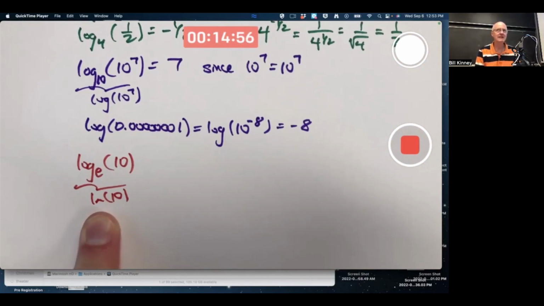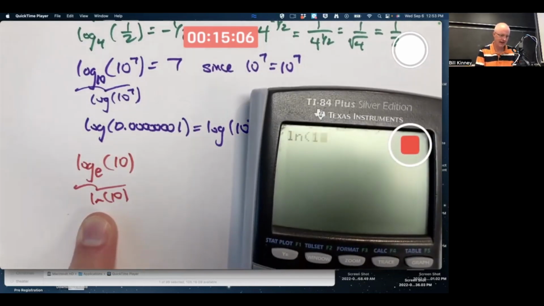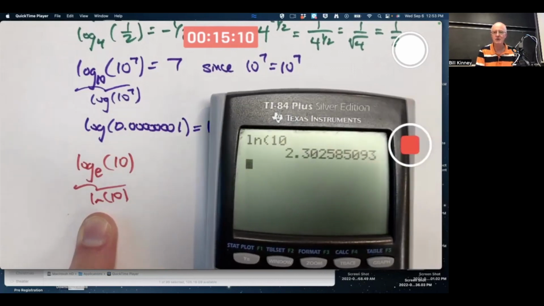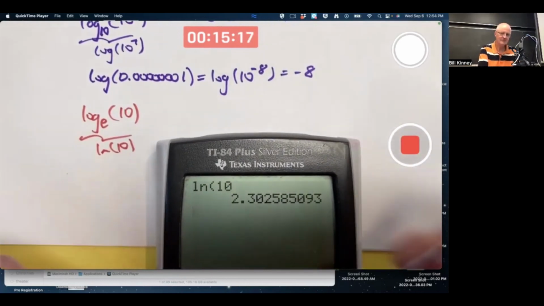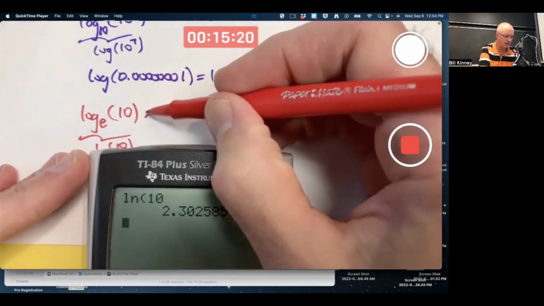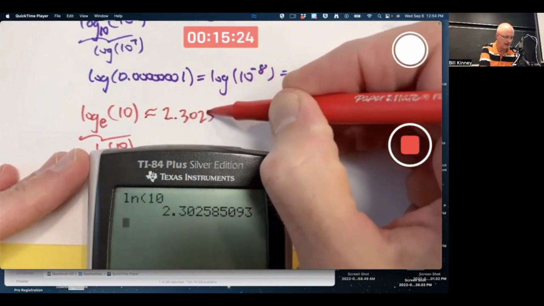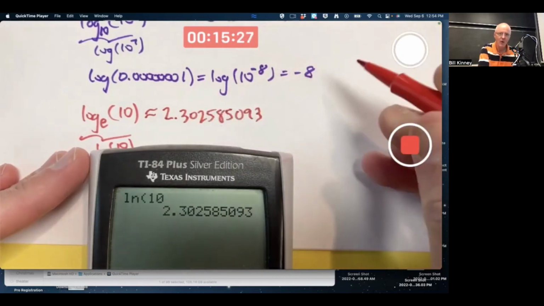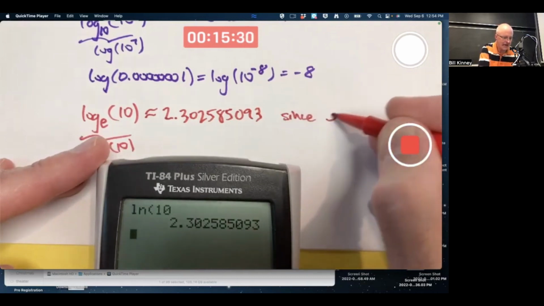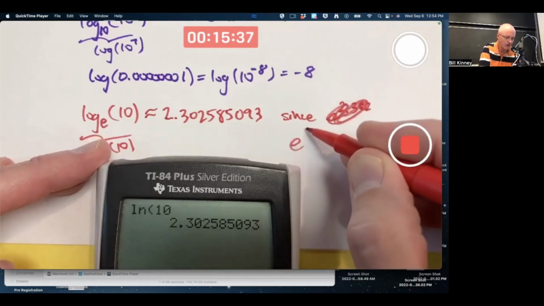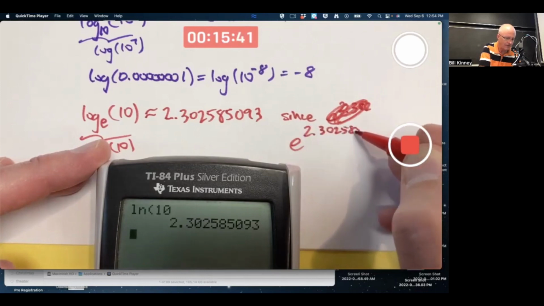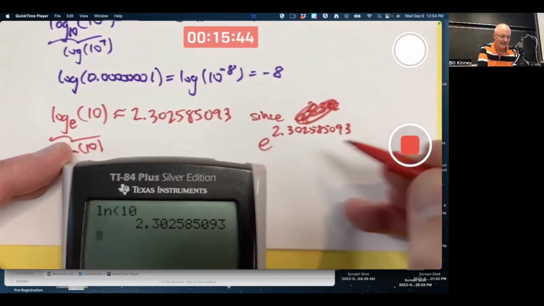What power must I raise e to get 10? Well, I don't know. Calculator, what's the answer? Ln 10 is about 2.302585093. This approximation, this is going to be an irrational number, is about 2.302585093. Why? Since e to that power is approximately 10.